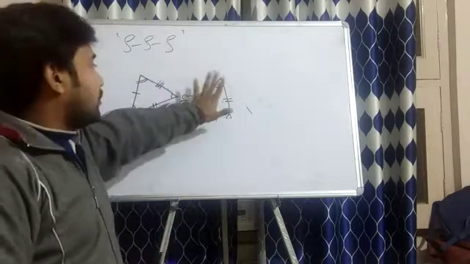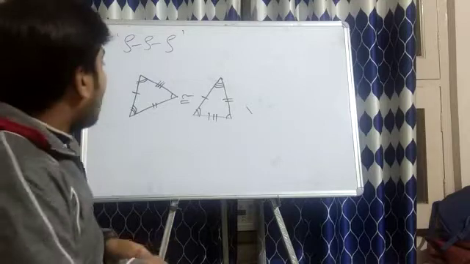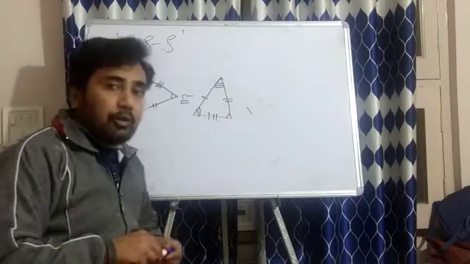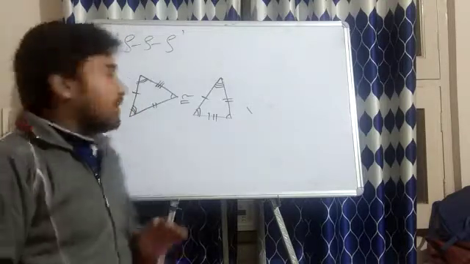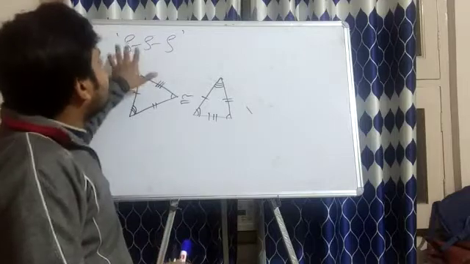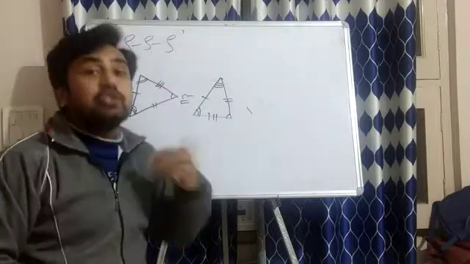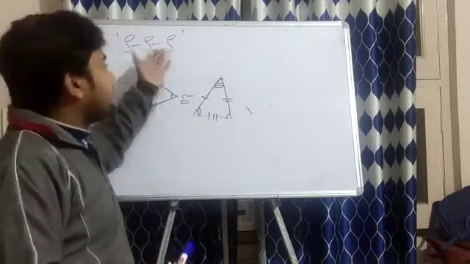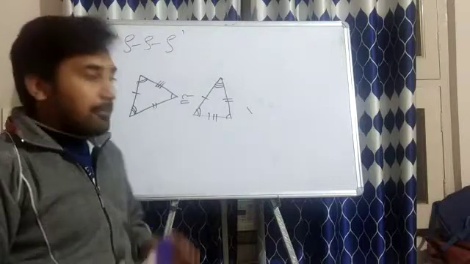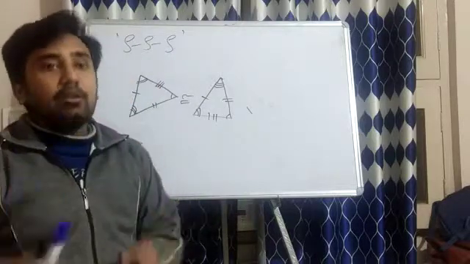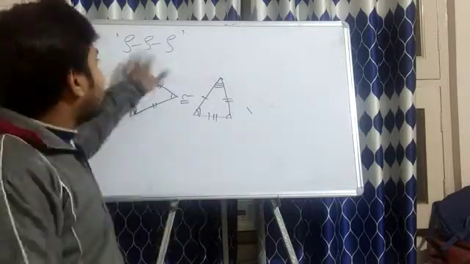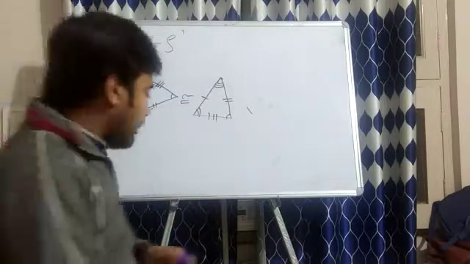Now, I want to give you a decent sense of why SSS is logically true. Since this is an axiom we cannot mathematically prove it, but I want to give you some logical reason why two triangles will be congruent because of SSS.